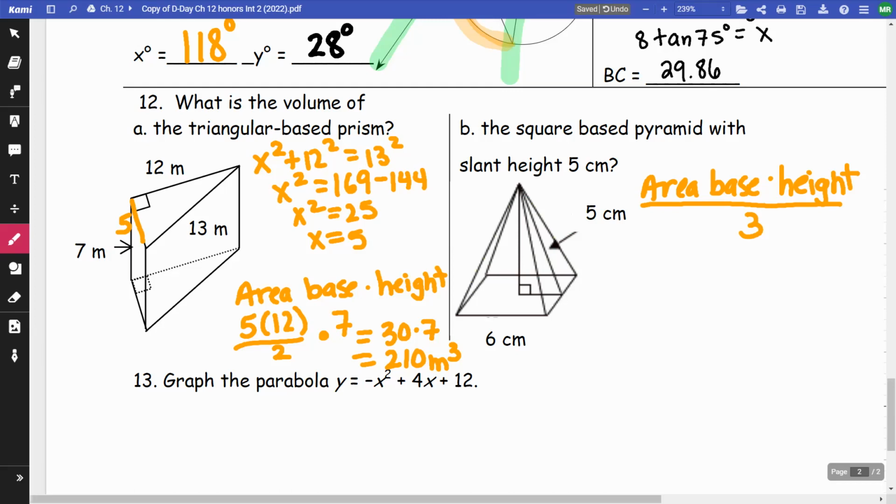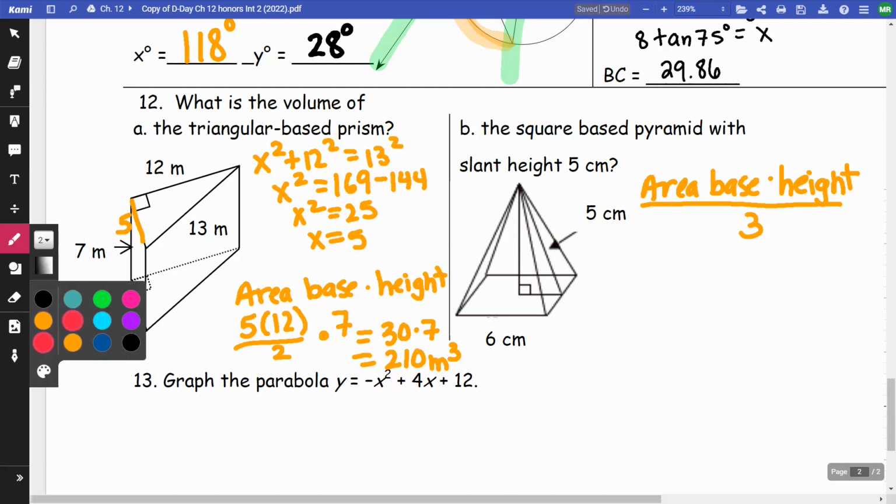Now, in this case, my base area, I know. That's kind of my easy part of this. I need to find this height. I know that this lateral face has a height, a slant height of 5 here.